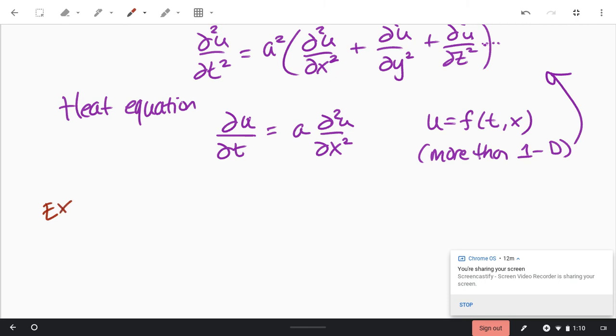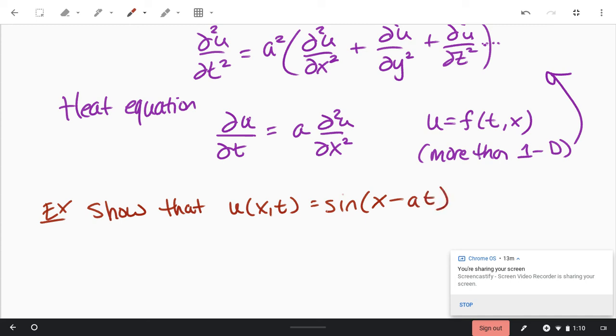We're going to show that u(x,t) equals sine of (x minus at) satisfies the wave equation. So if you guys remember, when you did differential equations in calculus AB, you always had separable differential equations, and then you would separate and integrate and solve for the function that was a solution to that differential equation. Okay, it's definitely trickier now. They're just going to give you a function, show that it satisfies the differential equation.